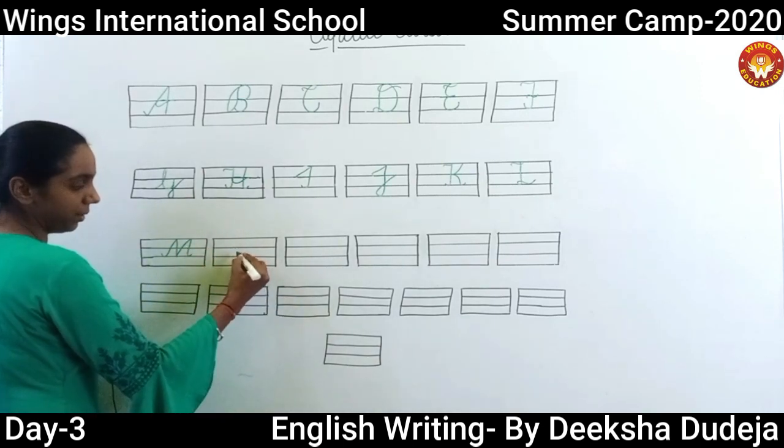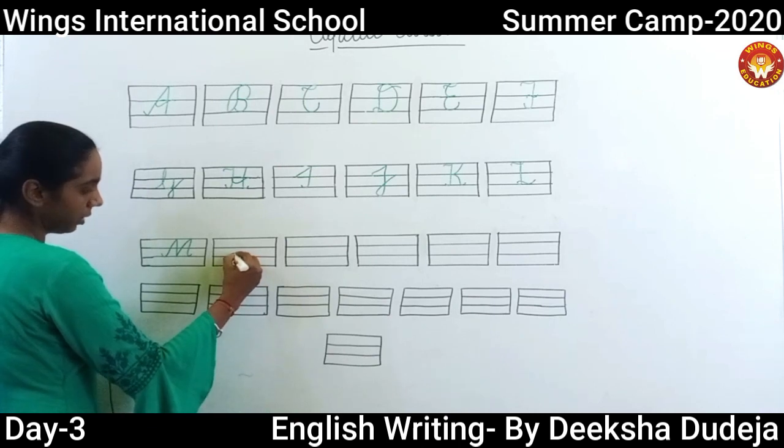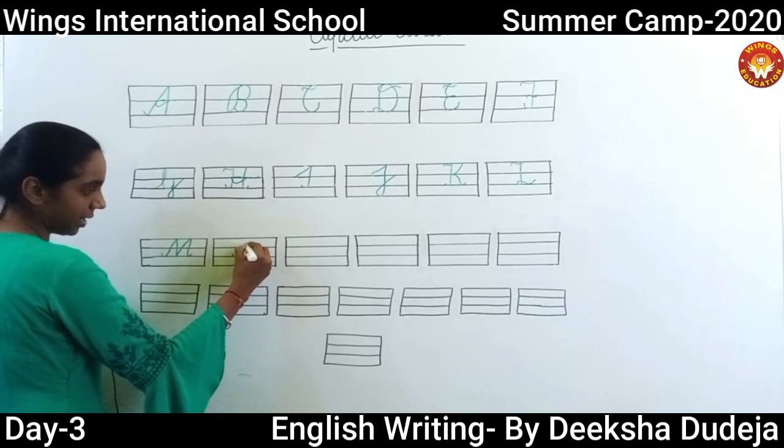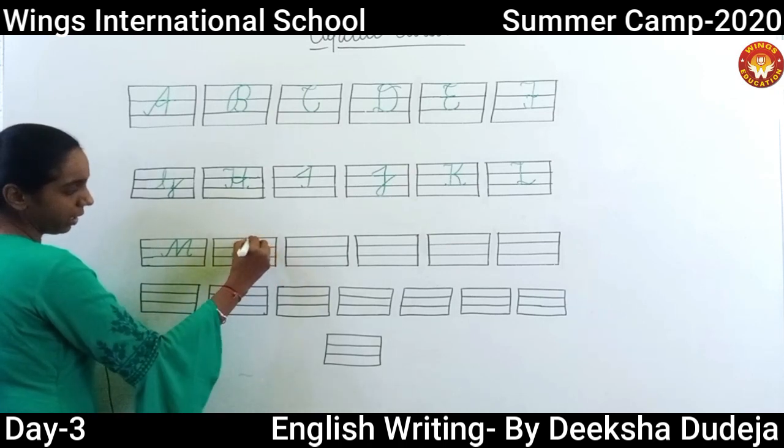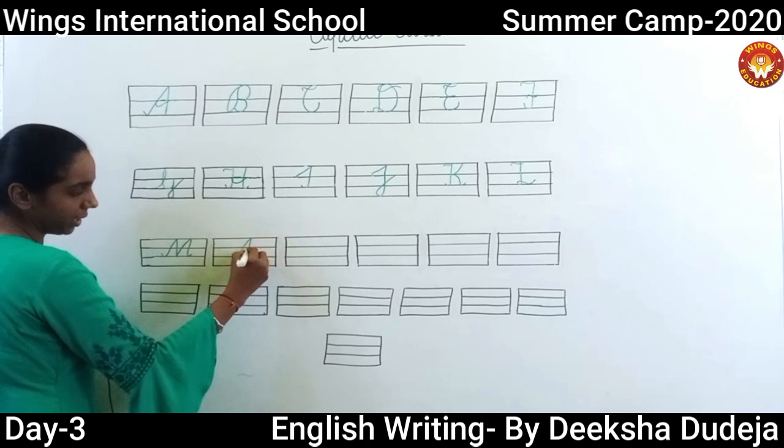Next, N. I draw N. A small round and one slanting line, third line to first line. First line to third line I draw a standing line.